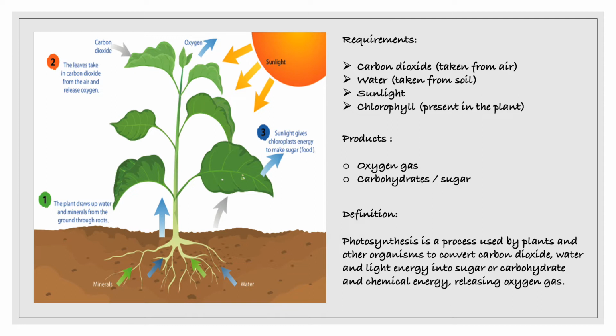Photosynthesis literally means making in the presence of light. Photo means light and synthesis means making or creation. So photosynthesis means making food in the presence of light. Now let's know how plants fulfill their requirements for photosynthesis.